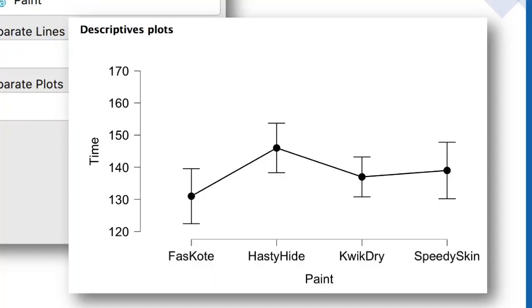So here's what happens. Paint 1, or fast coat, is different than 2. We see fast coat has the lowest time, which is the fastest time. So it is the fastest drying. And the second paint is the slowest of these 4. You'll notice that paint 3 and 4 are almost identical in their times.